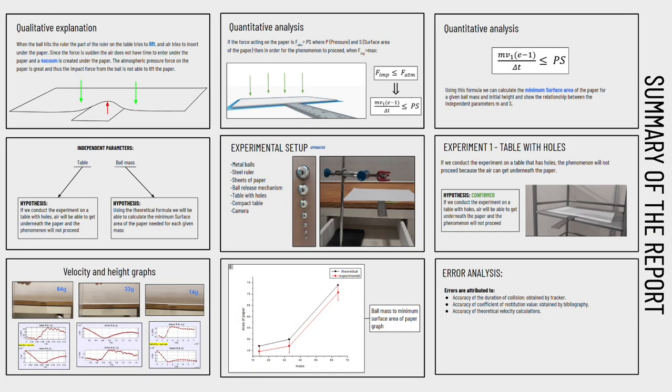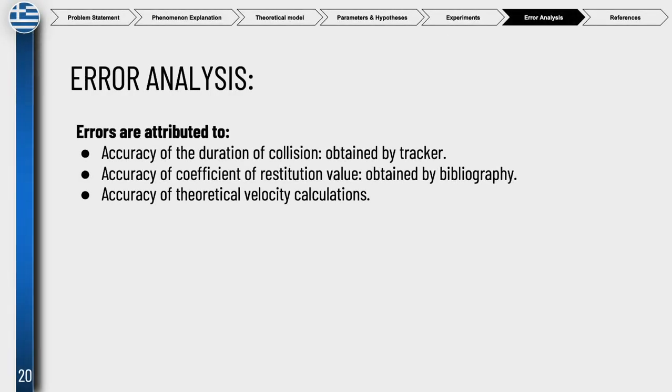Now, our report is coming to an end, so we can see a summary of it. So to remind you a bit about what happened, we first explained the phenomenon qualitatively and then moved on to develop a quantitative theoretical model that predicts the relationship between the mass of the ball and the minimum surface area of the paper for a given height. And we had two different approaches for this. We talked about the parameters and hypotheses of the problem and explained the experimental setup that helped us reduce human errors. And finally, we analyzed the two experiments that were done and presented the data acquired. And finally, we talked about the possible errors of our experiment as seen here.